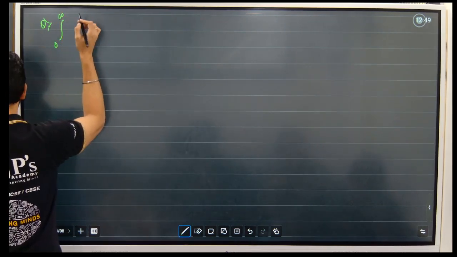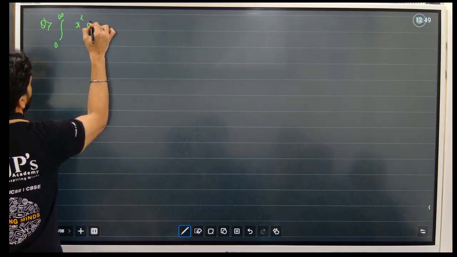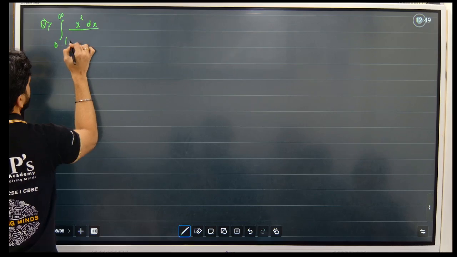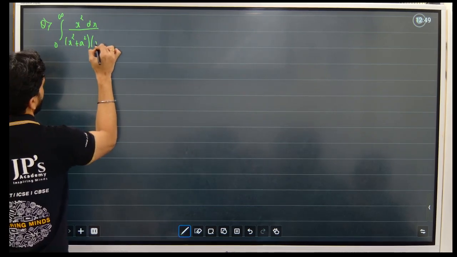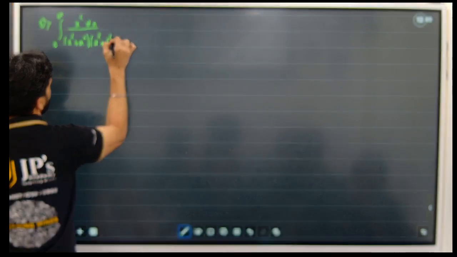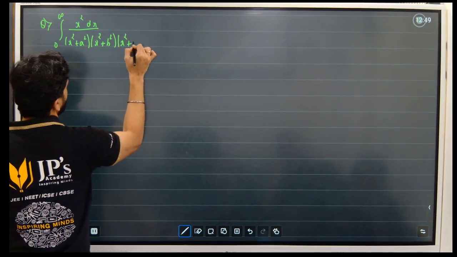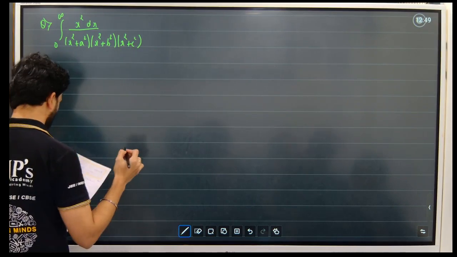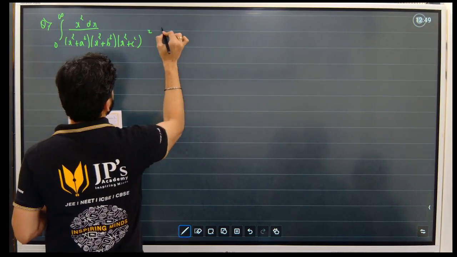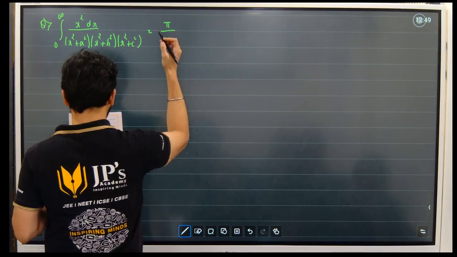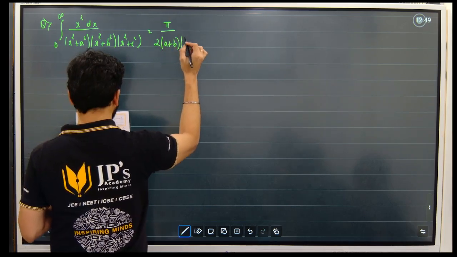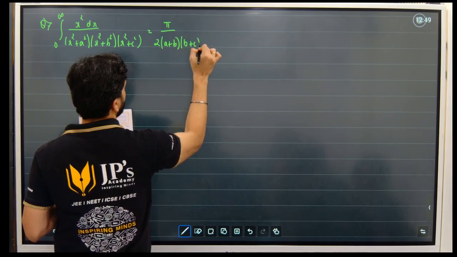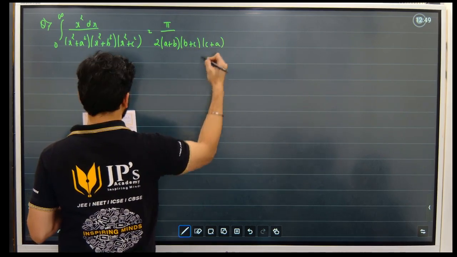Zero to infinity, x square dx upon (x square plus a square)(x square plus b square)(x square plus c square) is equal to pi upon twice (a plus b)(b plus c)(c plus a).